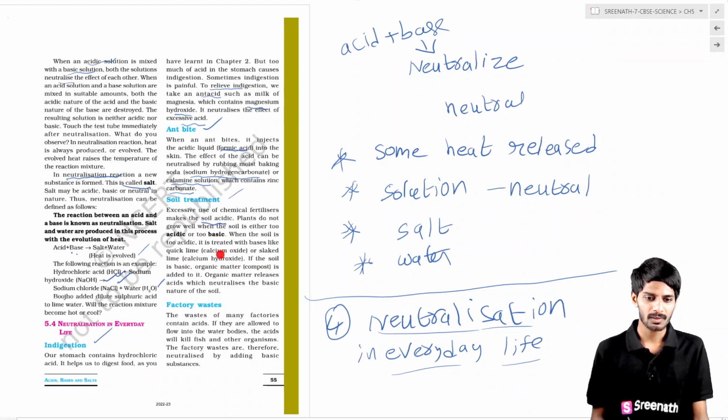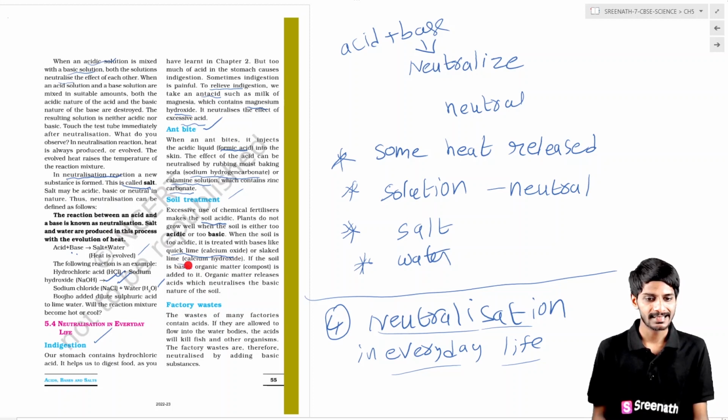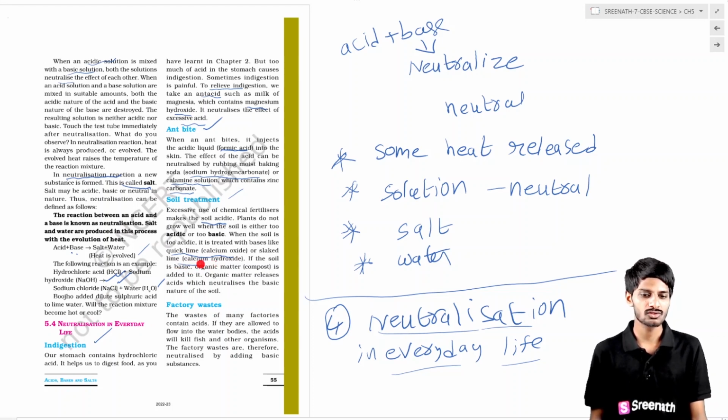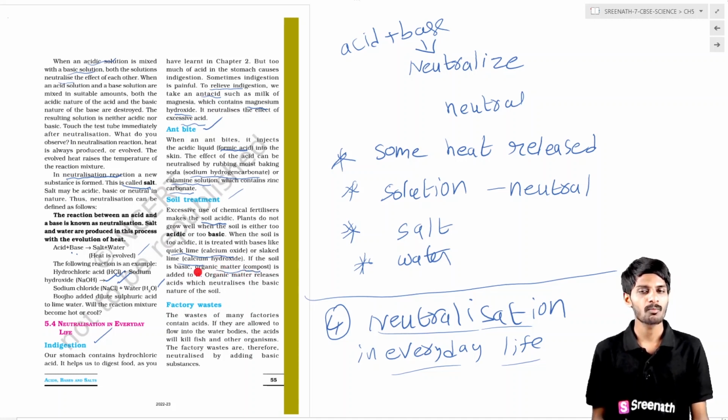For that purpose, when the soil is too acidic, it is treated with bases like quicklime, calcium oxide. We can use calcium oxide to neutralize the acidic effect, or slaked lime, calcium hydroxide. We can use calcium hydroxide also to neutralize the acidic effect. Or if the soil is basic, organic matter, compost, is added to it, which is the natural way. Organic matter compost is also used.